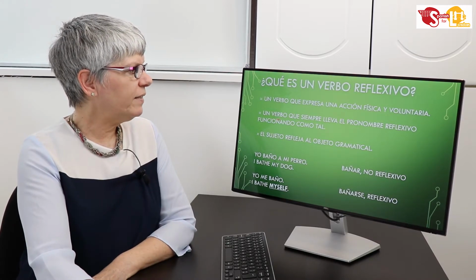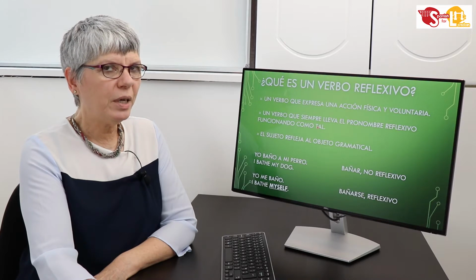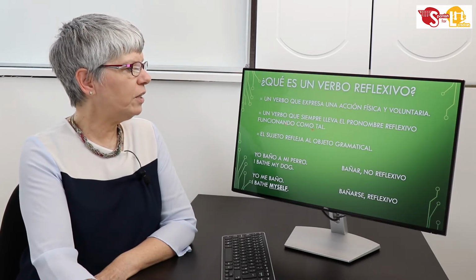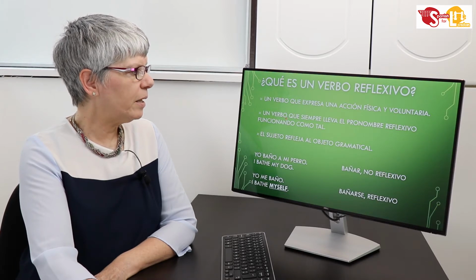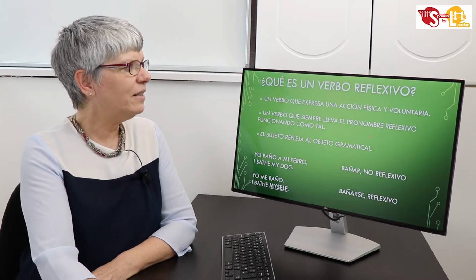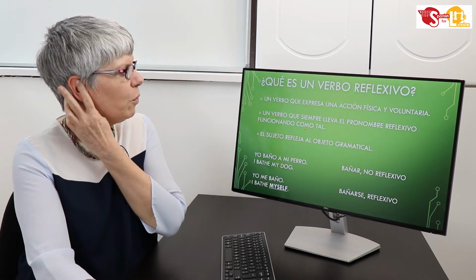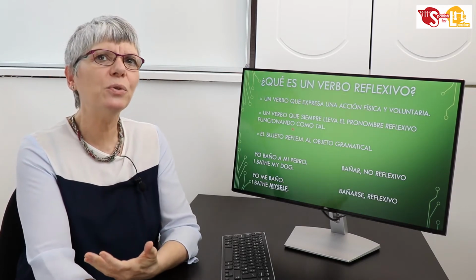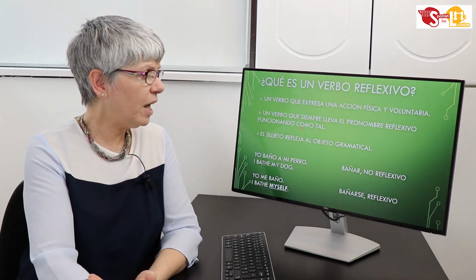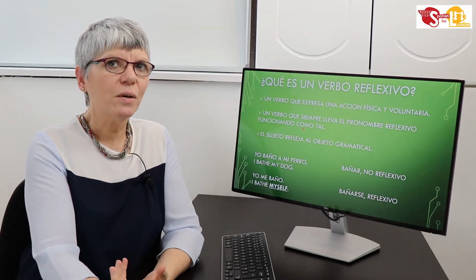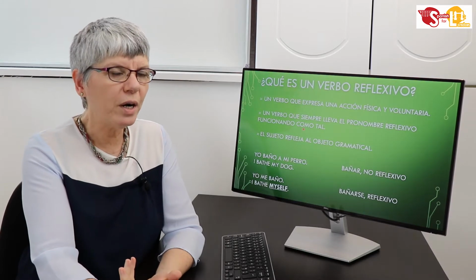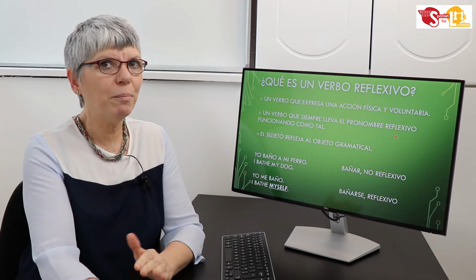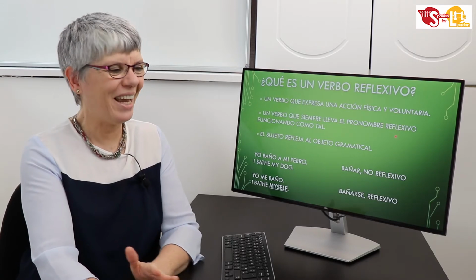Then, un verbo reflexivo es un verbo que siempre lleva el pronombre reflexivo funcionando como tal. So it's a verb which always takes the reflexive pronoun working as a reflexive pronoun. Then I will teach you the difference, because sometimes in some other groups of verbs, you will see the same pronouns working in a different way. But this is not your problem for today.